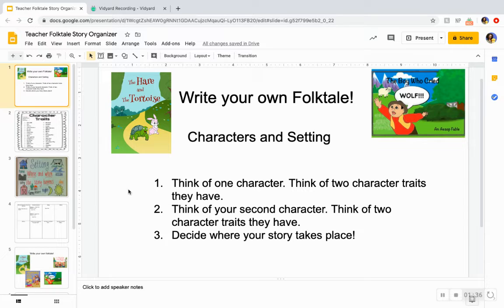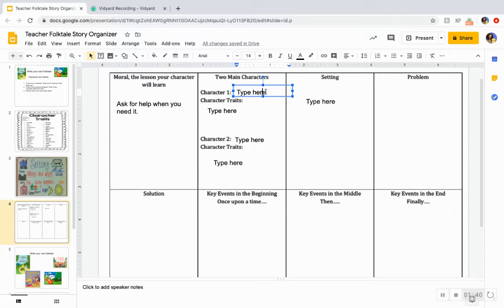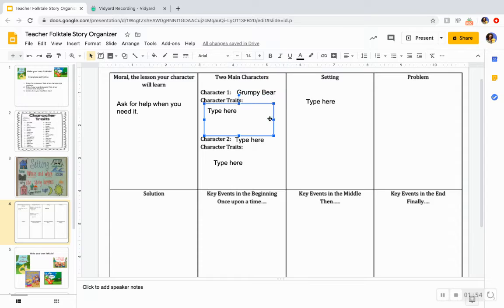So I'm going to go into my graphic organizer. I'm going to type in on my text box who my first character is. In my story, my first character is just going to be named Grumpy Bear. I know, funny, right? If you want to call your character by an animal name, you could do that. If your character is a person, you can give them a name.